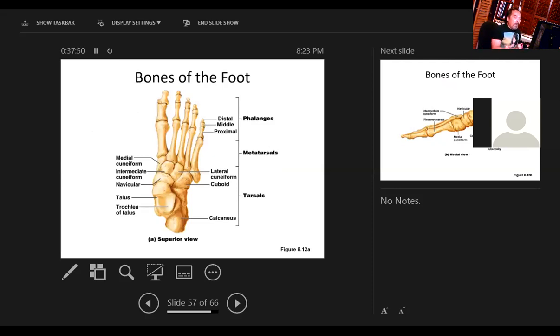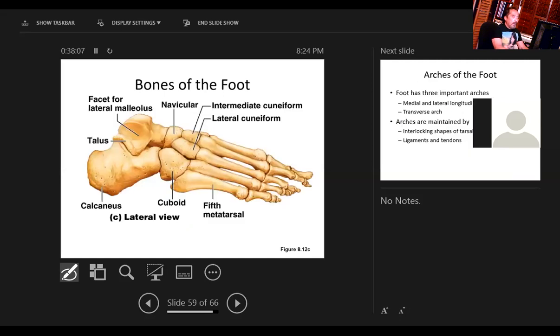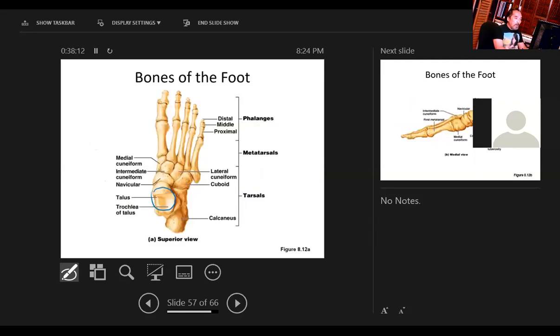So the first bone is this bone on top. That's the one that carries the tibia. So that bone is called the talus. You can actually see it on the top view. There, the talus. The tibia will sit on this talus. The talus is also another name for the ankle bone.